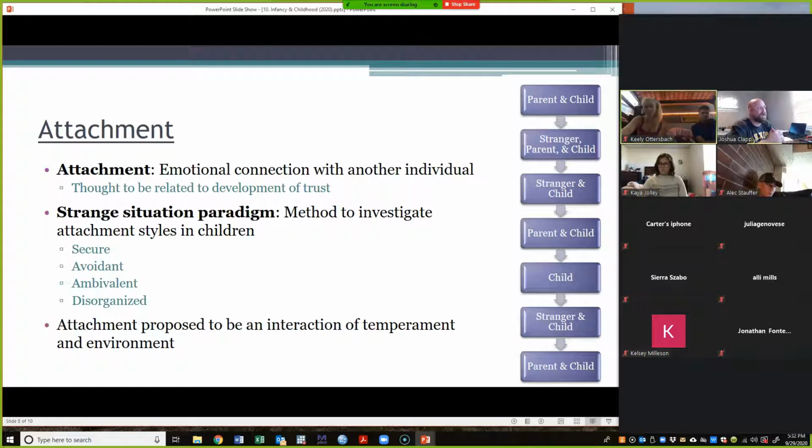Maybe I have a boyfriend, girlfriend, partner, something like that, but it tends to go wrong because I'm not emotionally available and I'm not really all that engaged. And so that's the idea of that avoidant attachment style as opposed to a secure attachment style, right?